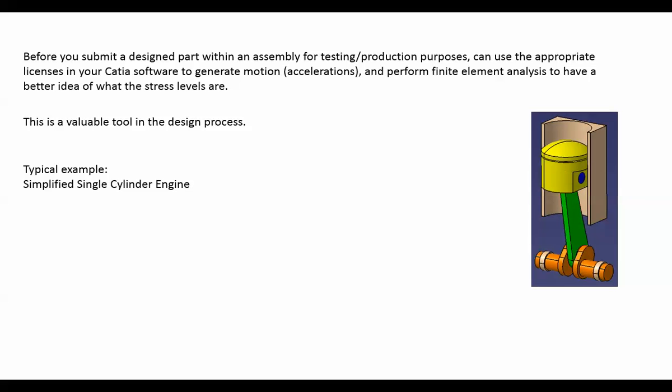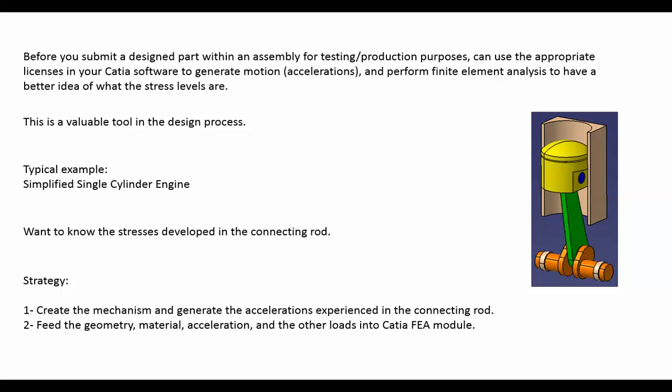Let me give you an example of a situation that you may be dealing with. Suppose we have a simple single-cylinder engine, shown on the right-hand side, and our objective is to find the stresses that are developed in the connecting rod. The strategy is, first of all, you need to know the acceleration of the connecting rod. So you create a mechanism, apply the RPM of the crankshaft, and calculate the acceleration of the different components, such as the connecting rod. Then you take this information along with the material and geometry and provide it to the FEA module in CATIA.